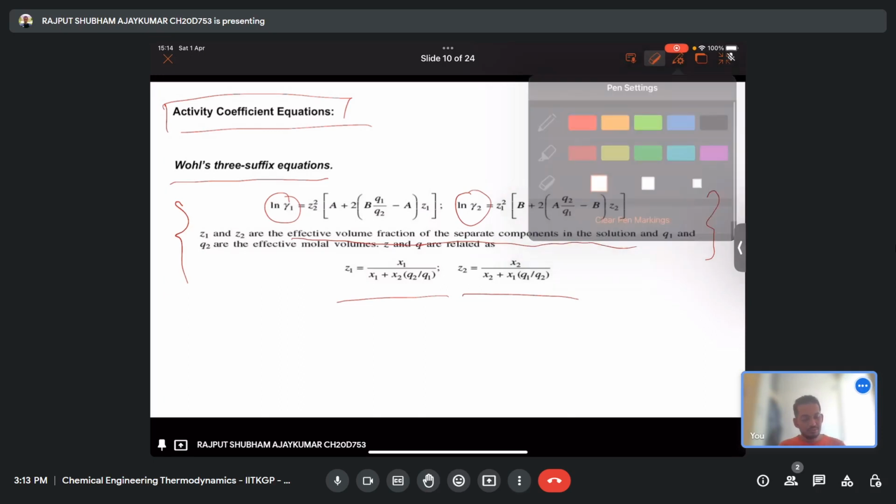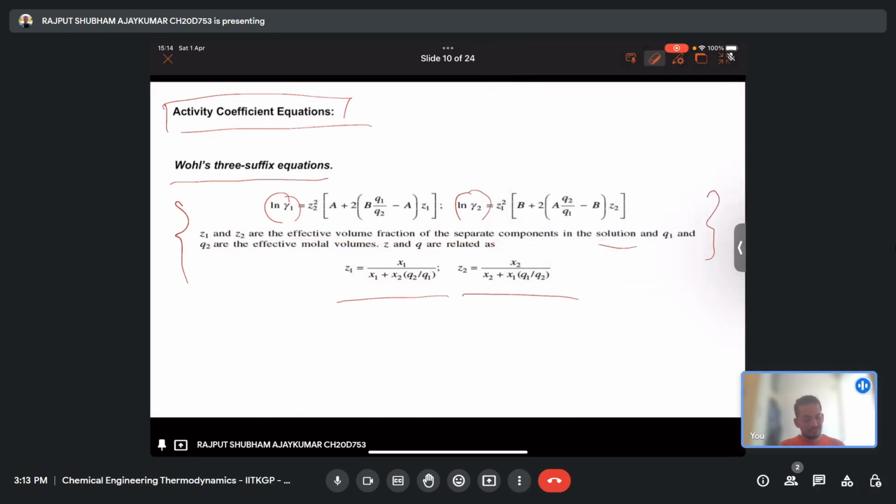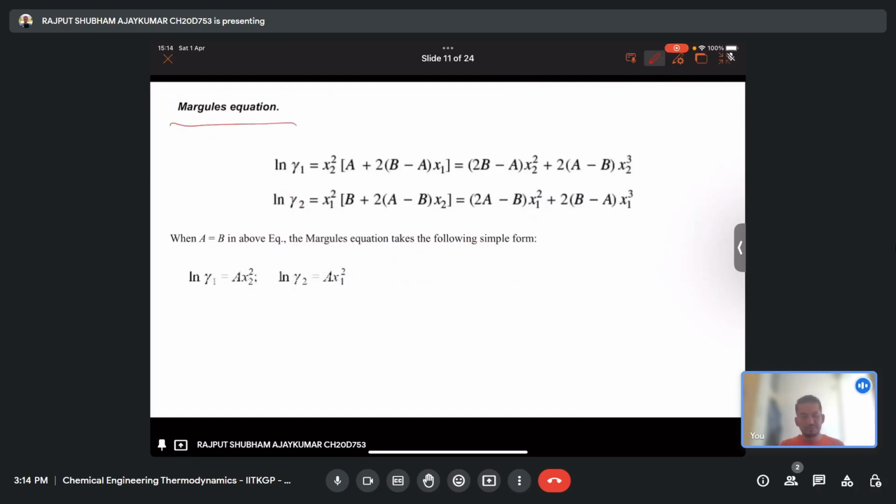Like I said, you don't have to mug up this equation, but if it is not given in the final examination, you might have to remember its final format in order to solve the numericals. I'm just showing what these equations are and how they can be used in the final examinations. Another one is the Margules 2-suffix or Margules 3-suffix equations.